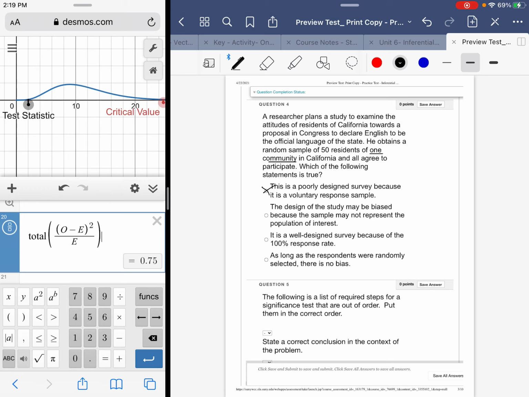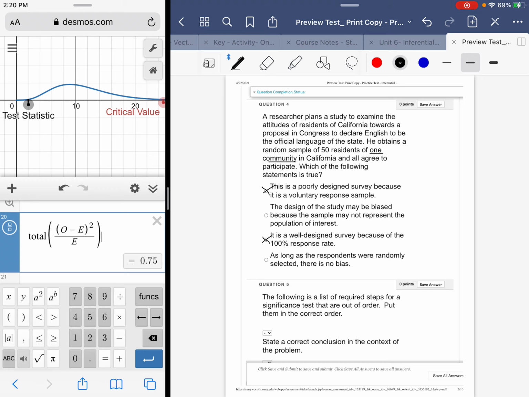So, what are we working with here? Yeah, that seems to be a true statement. It is a well-designed survey. Well, there's nothing well-designed about it, because when you have 50 residents polled to make a decision regarding an entire state, that can't be a good thing. All right, so we'll toss that one.